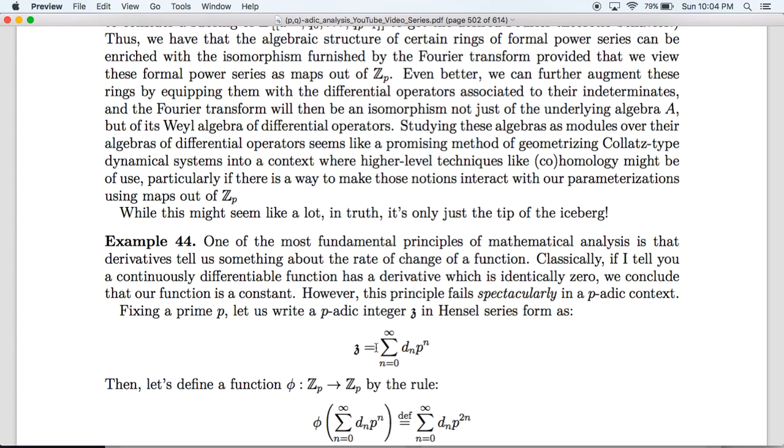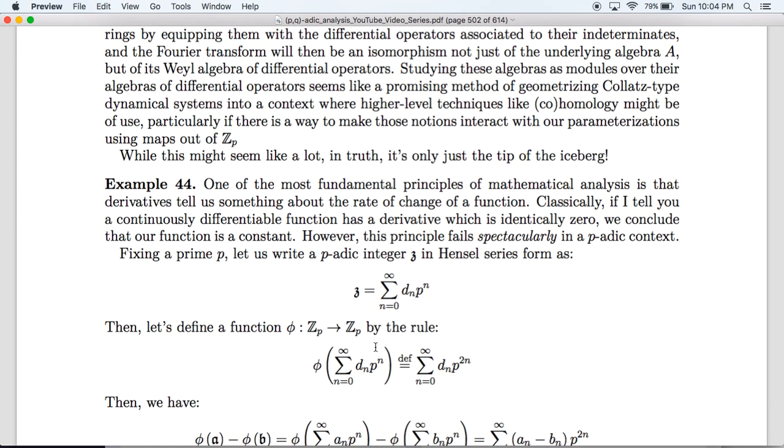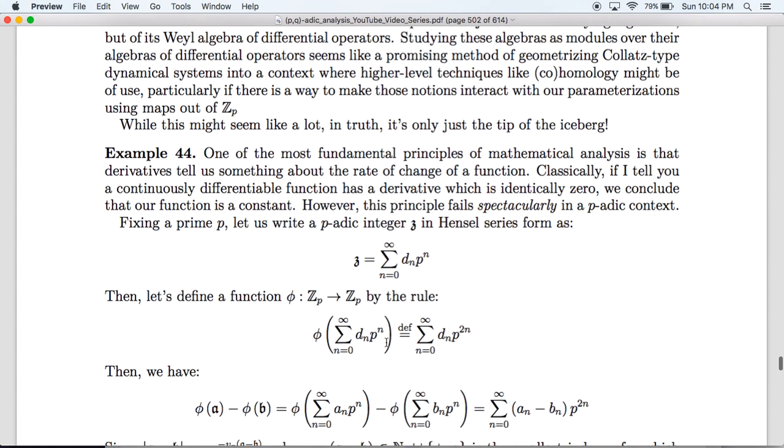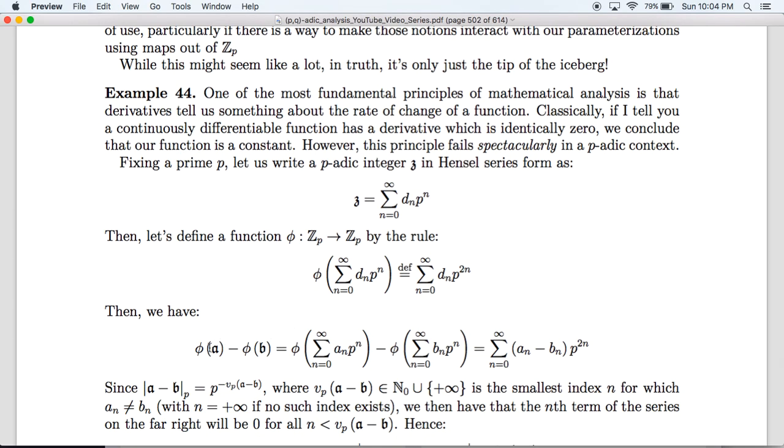So fixing a prime p, let's write a p-adic integer z in Hensel series form, like so. Then let's define a function on Z_p which has the following effect. That is to say, it takes the p's, and it just spreads them out by replacing p with p squared. Then phi of a minus phi of b is this.